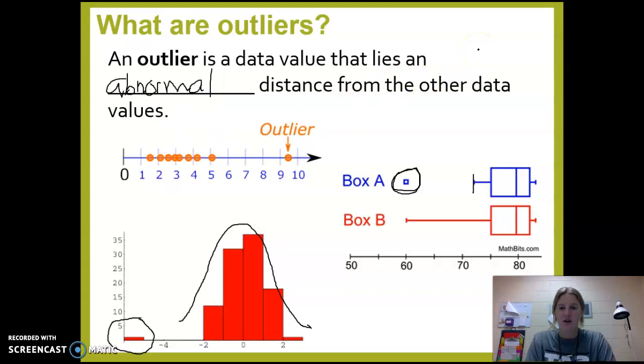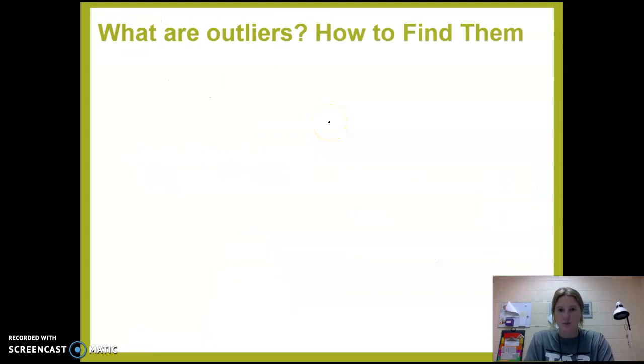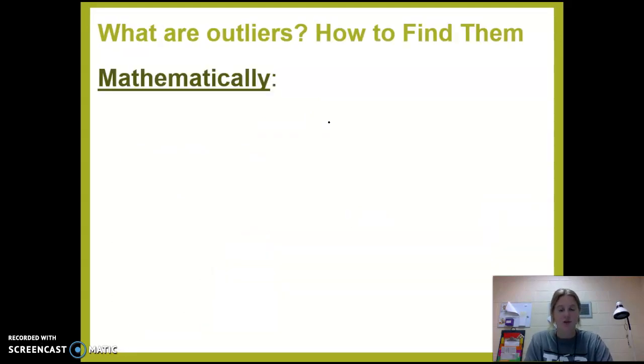Okay, so now we're gonna figure out how to actually mathematically figure out if this thing is an outlier, okay? I mean, it looks like one, but there's a formula to decide officially. So mathematically, how to find them, there's two ways. So if you still don't have your notebook out, get it out right now. We need to put these rules into our notes. Okay, the first one is called the IQR rule. What it says, so we have to do some calculations. We're gonna get a number.